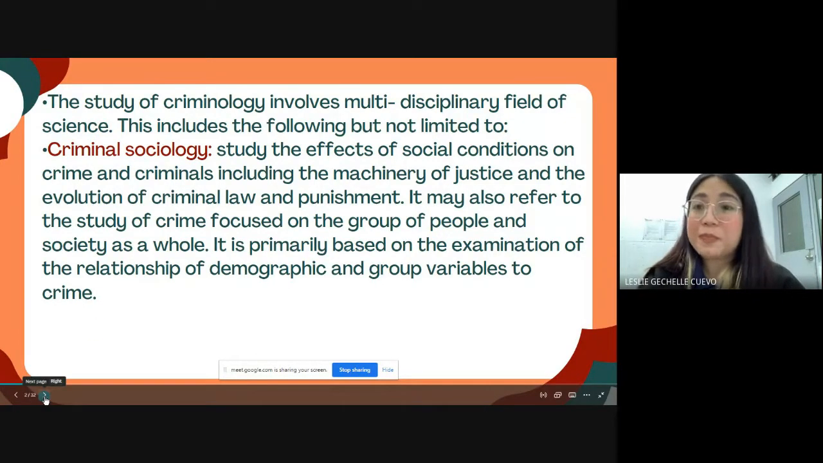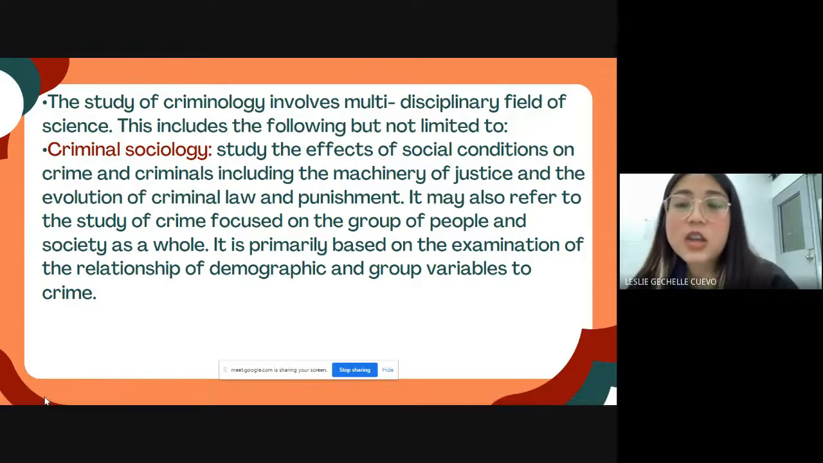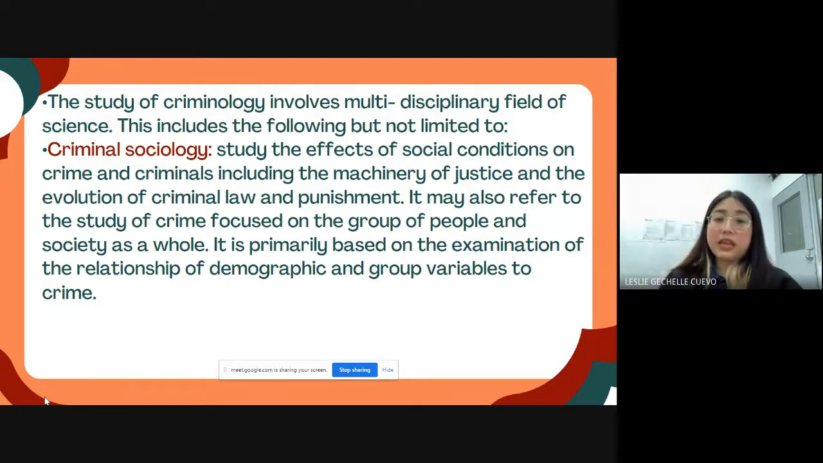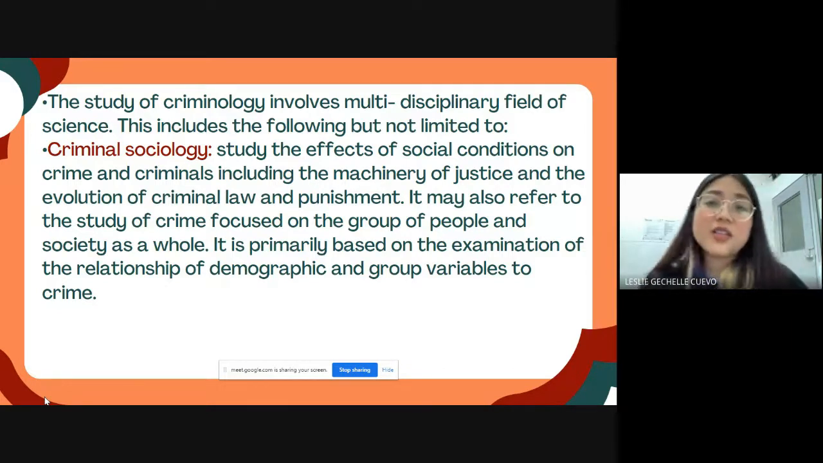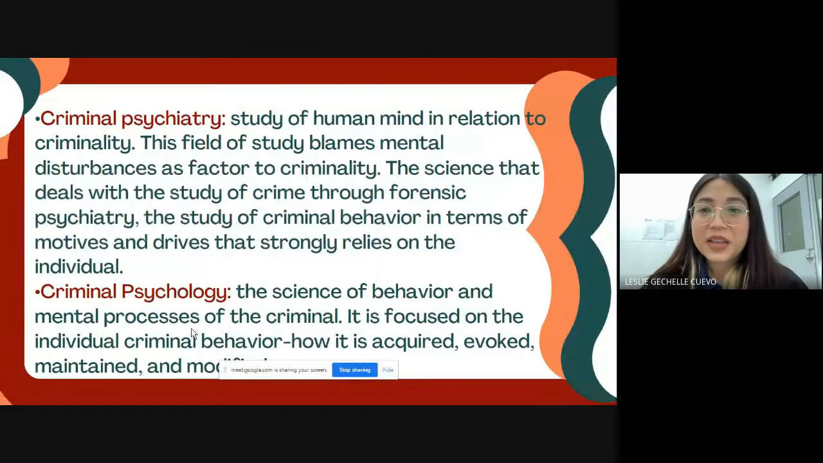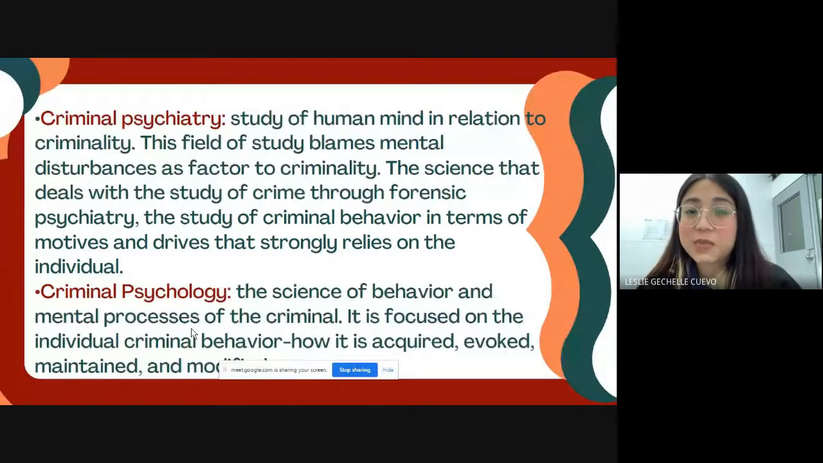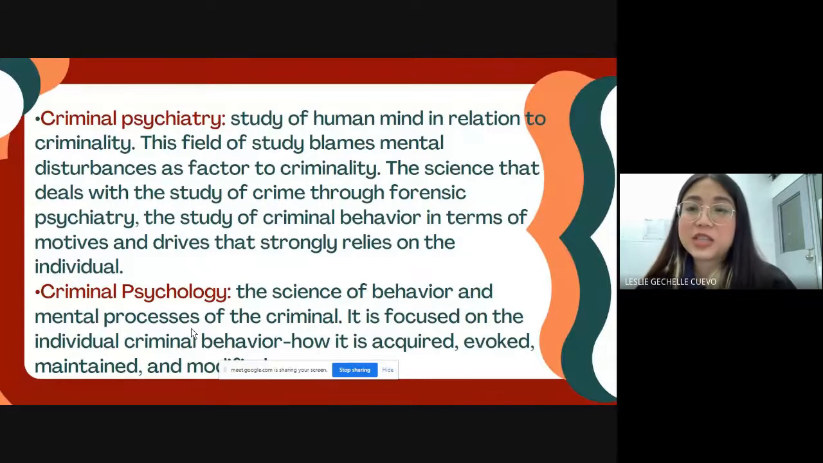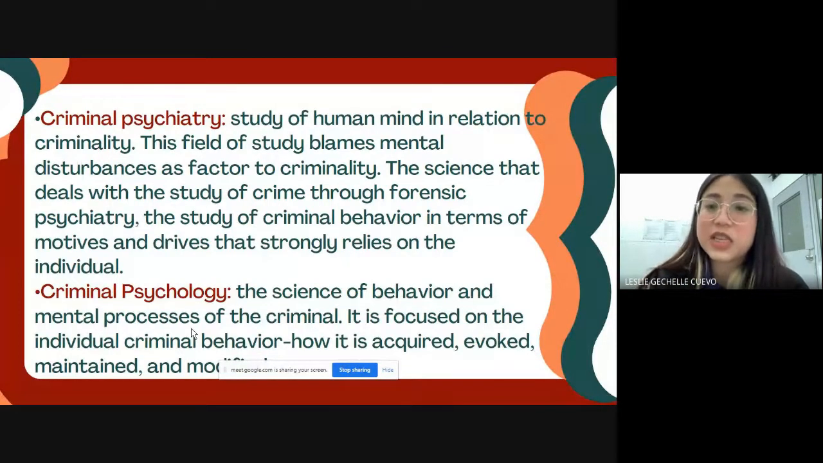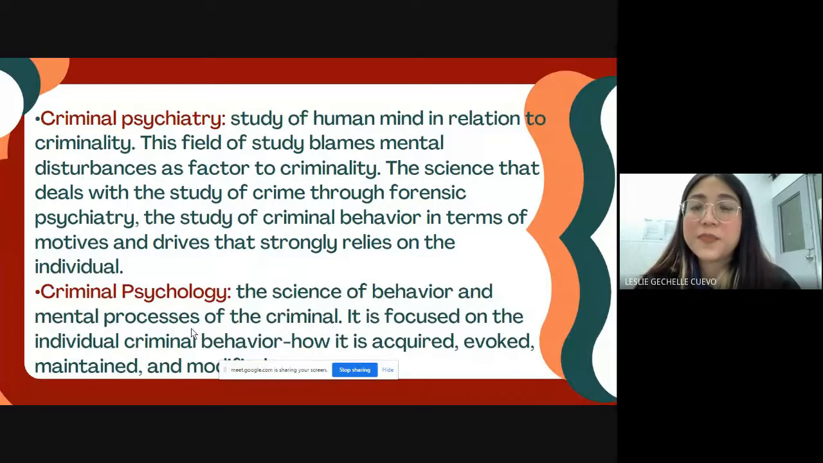So we will study pati yung mga contributing factors in society why crime is happening in that certain society. Kaya nga, ayan, no, relationship of demographic and group variables to crime. Another is criminal psychiatry, study of human mind in relation to criminality. This field of study blames mental disturbances as factor to criminality, the science that deals with the study of crime through forensic psychiatry, the study of criminal behavior in terms of motives, drives that strongly relies on the individual.